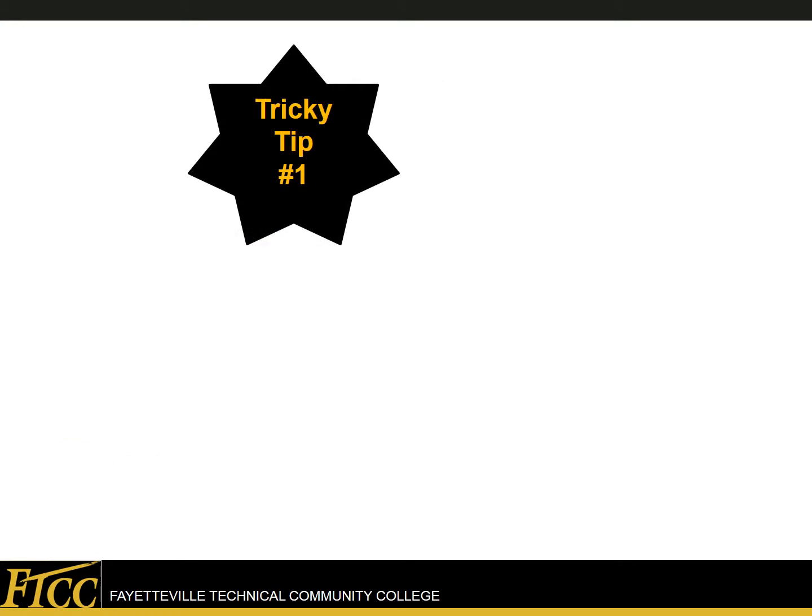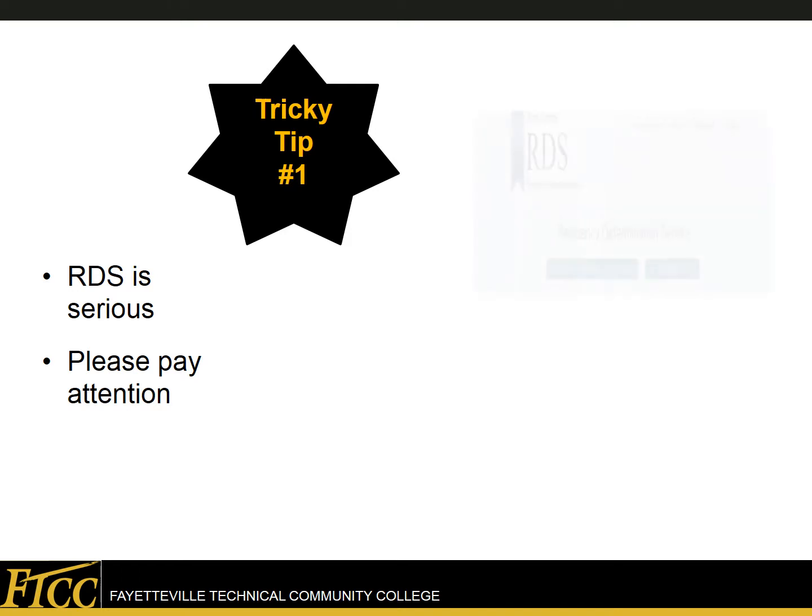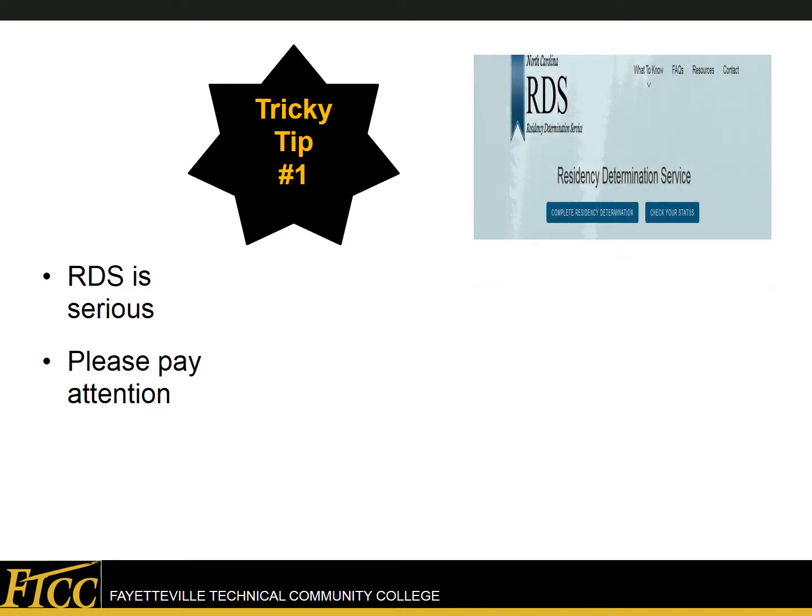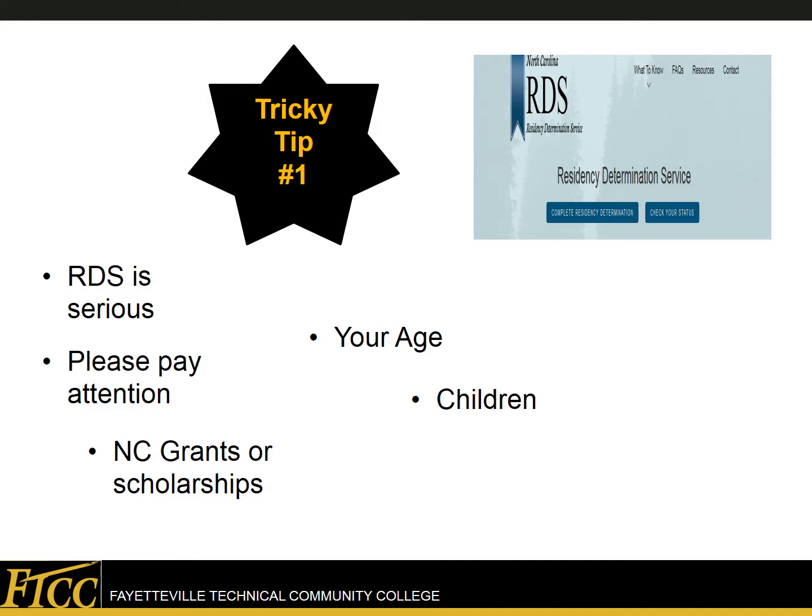Here is your first tricky tip. RDS is serious. Please pay attention when you answer the questions. If you leave out any information or skip a question, you will be considered an out-of-state student and you will be charged out-of-state tuition rates. If RDS determines that you are an out-of-state student, you will not be eligible for North Carolina grants or North Carolina scholarships. If you're under the age of 24 and not married and do not have children, have your parents' information available when you complete your residency determination.